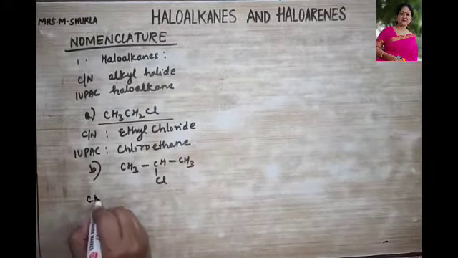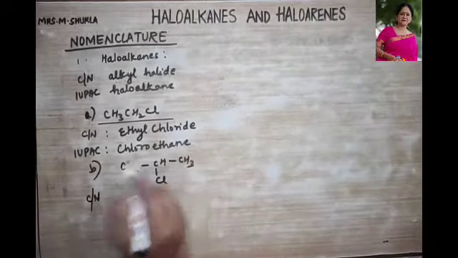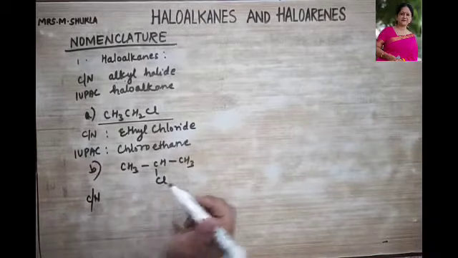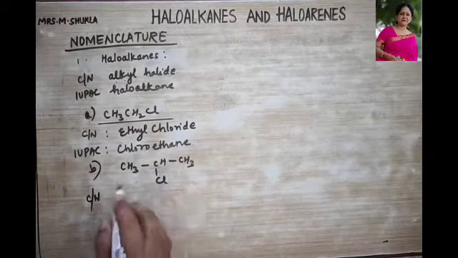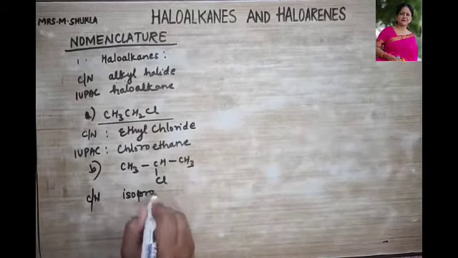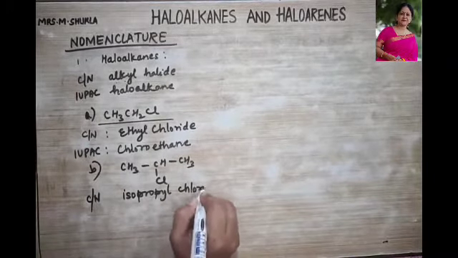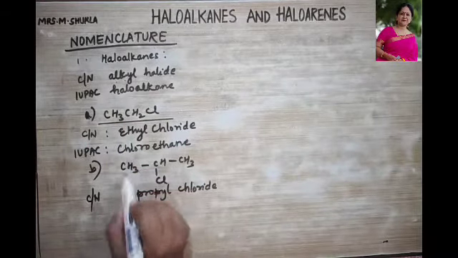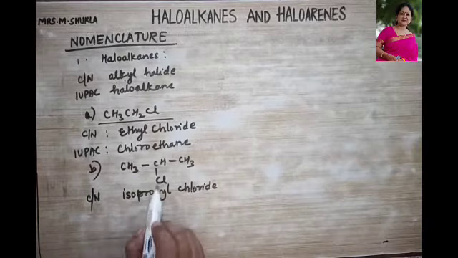So what will be the common name to this particular compound? Do you recollect anything by seeing this? It shows isopropyl compound. Do you remember isopropyl? So over here, what will be the common name to it? Isopropyl chloride. Alkyl, propyl, but it is of iso type. Okay, so it becomes isopropyl.